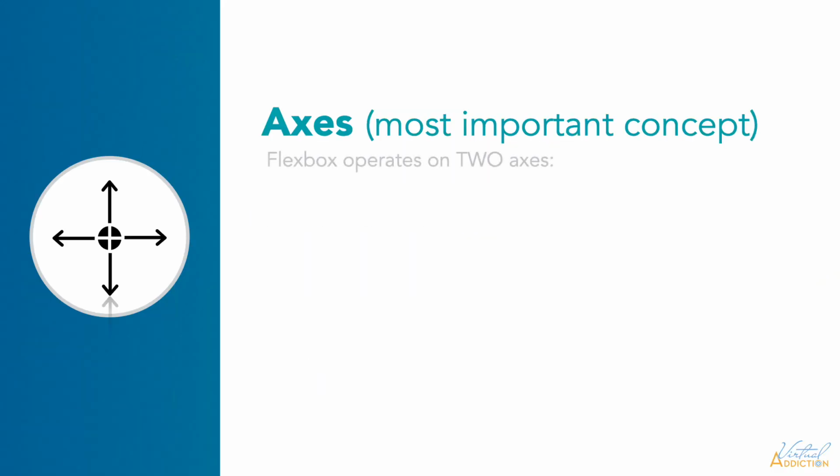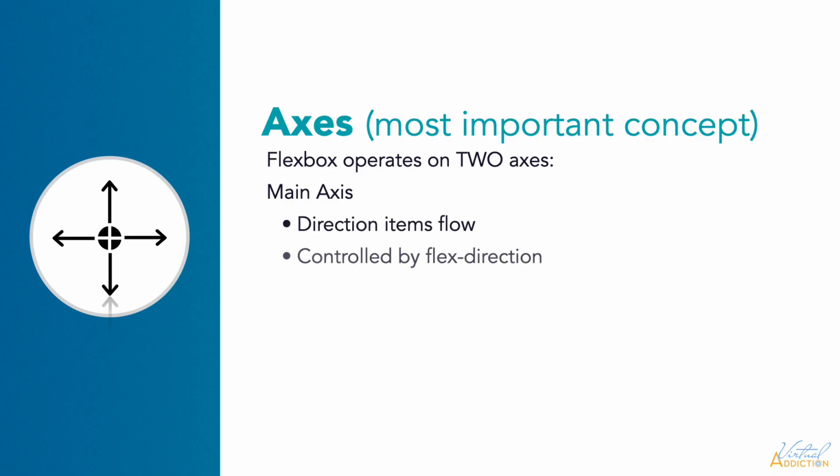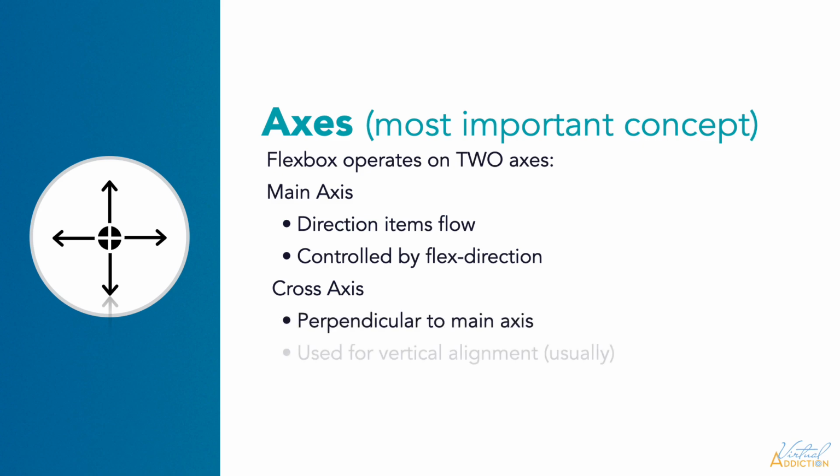Flexbox operates on 2 axes, the main axis and the cross axis. The main axis is the direction that items flow. This is controlled by something called flex direction. The cross axis is perpendicular to the main axis. It's used for vertical alignment. Understanding the axes is key to controlling item placement.